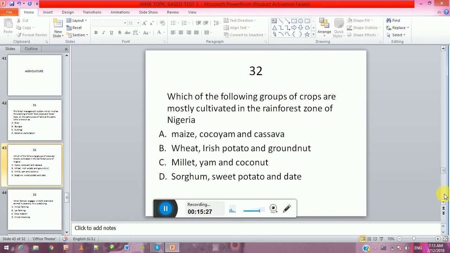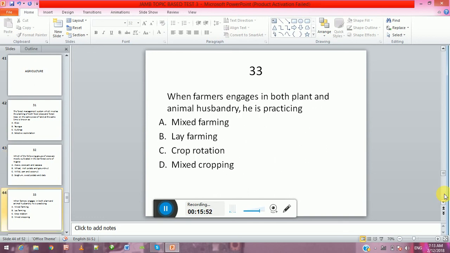Which of the following groups of crops are mostly cultivated in the rainforest zone of Nigeria? A. Maize, cocoyam and cassava. B. Wheat, Irish potato and groundnut. C. Millet, yam and coconut. D. Sorghum, sweet potato and date.